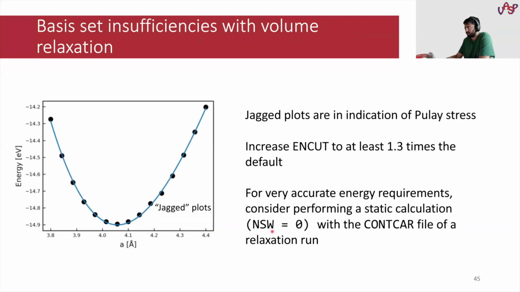Another thing to mention is that if you have jagged plots in energy versus cell vector, so you're doing relaxations and you get some points that look like this, this is of course a cubic fit, but you're not really able to fit a nice equation of state. I think a good indication of this is the so-called Pulay stress, which is to say that you don't have convergence in terms of the basis set that you've chosen, so your basis is too small. I would increase your basis to 1.3 times the default ENCUT. This seems to be the standard way of doing it. It also seems to work in a lot of cases, so this would be the first thing to try.